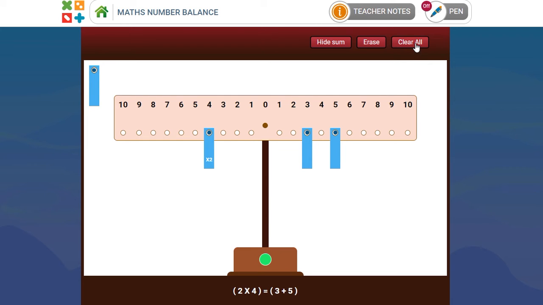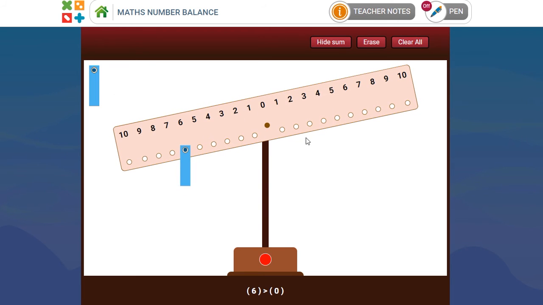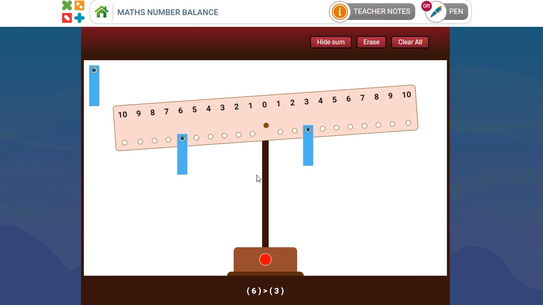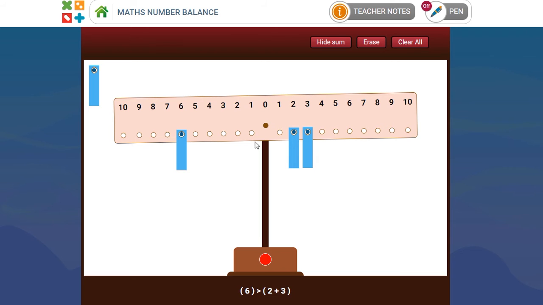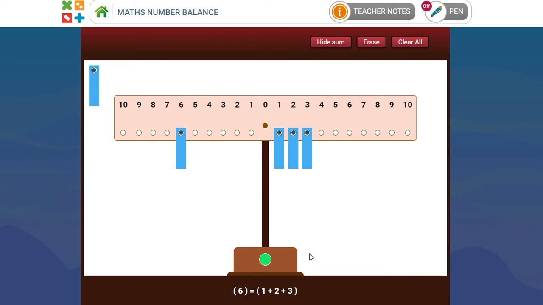So we clear all. And again, if children were given an opportunity to free play with a balance, they could be tasked to find, for example, what 3 numbers make 6. So again, they have to balance the equation to find what 3 numbers make 6. So 3, and another one might be, say, 2. And if there's another number, 3 and 2 is 5, and 1 is 6. So we can see that 3 plus 2 plus 1 equals 6, or 6 equals 1 plus 2 plus 3.